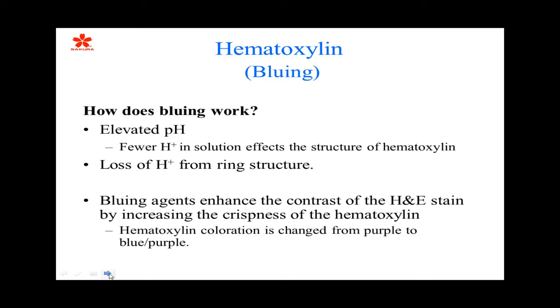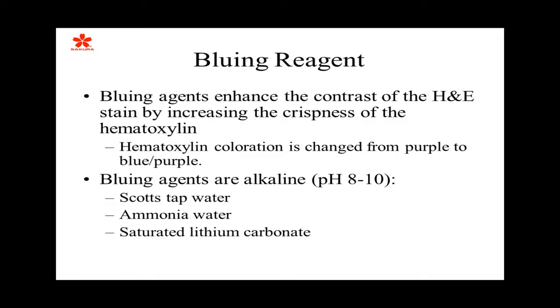So how does bluing work? Fewer hydrogen ions in solution affect the structure of the hematoxylin. There's a loss of hydrogen. Bluing agents enhance the contrast of the H&E stain by increasing the crispness of the hematoxylin stain. It changes it, as I said before, from purplish to purplish blue. Many pathologists like to see a reddish tint to their hematoxylin. Bluing agents enhance the contrast of the H&E. Hematoxylin coloration is changed from purplish to bluish purple. And once again, the pH is somewhere between 7.5 or 8 to 10.